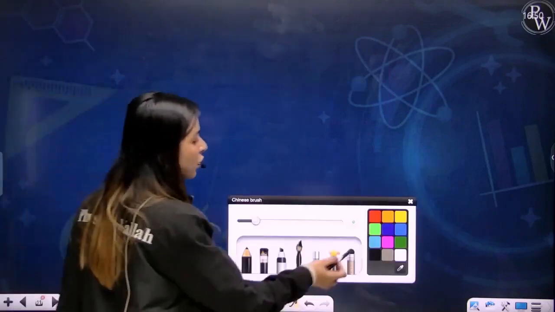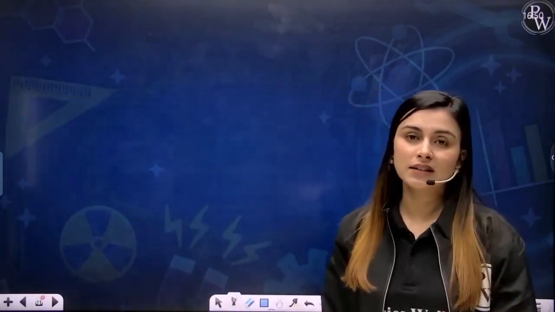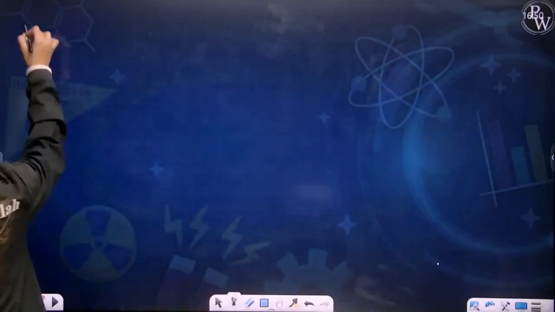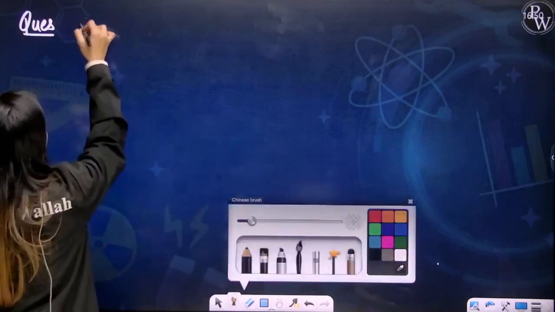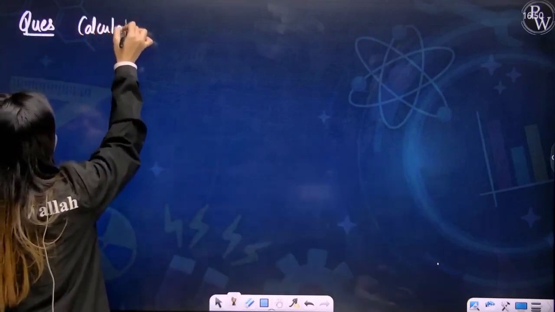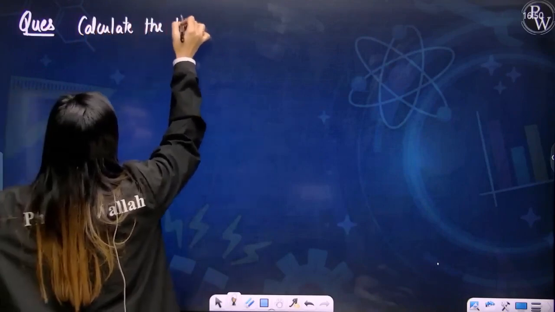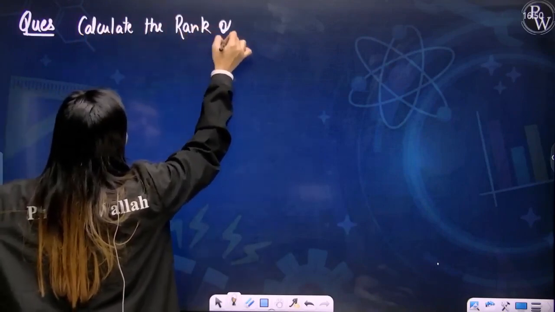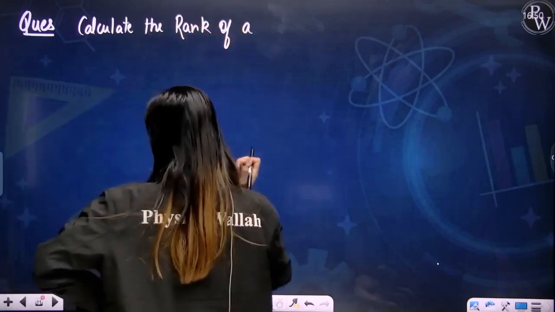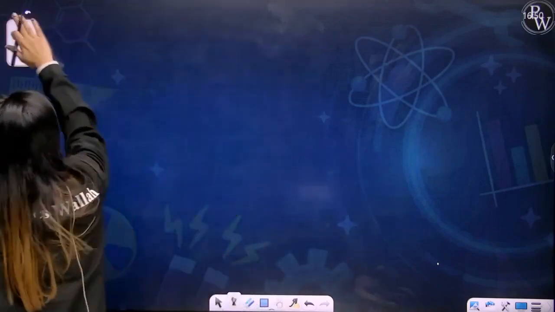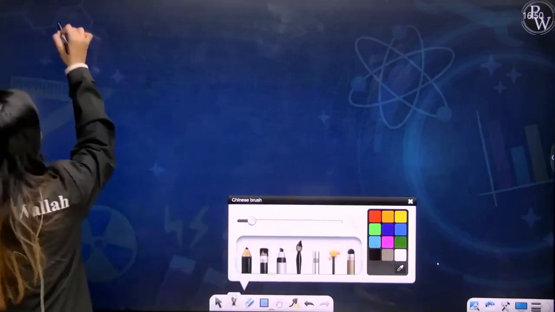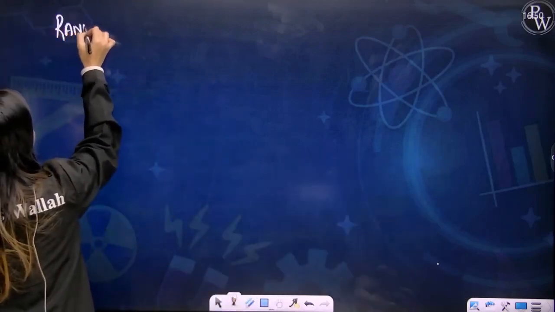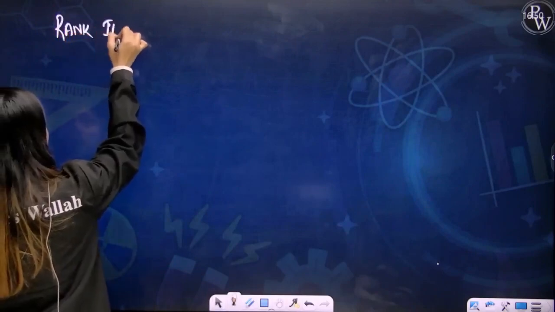Now let's try and solve a few questions and we'll have a better understanding of this rank. So let's say I gave you a question: calculate the rank of a unit cell. Let's calculate ranks for each and every unit cell now. Yes, let's write the heading as rank in primitive unit cell.